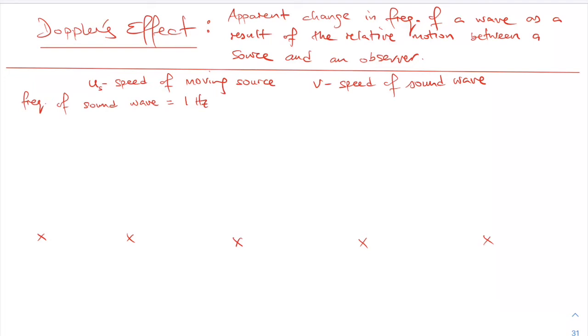Doppler's effect. So what is it? It is the apparent change in frequency of a traveling wave, could be a sound wave or an EM wave or any other wave, as a result of the relative motion between the source that's producing the wave and an observer. So let's study in this case a sound wave.